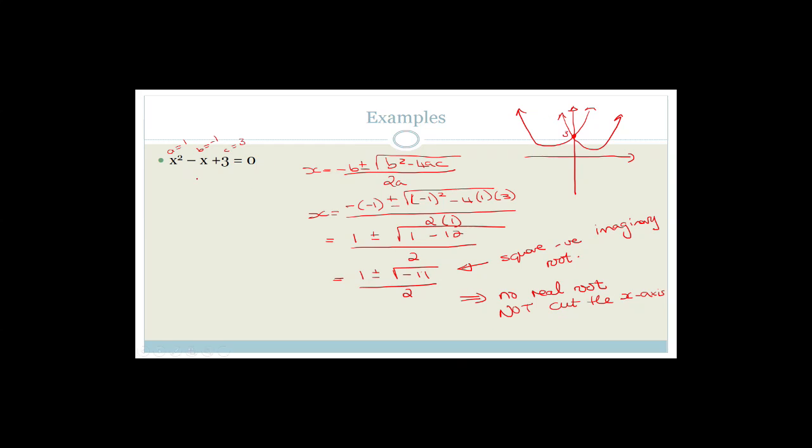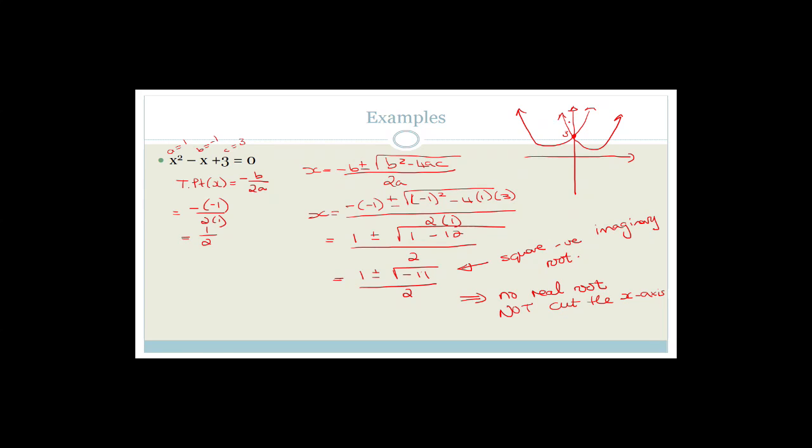If we use the fact that the x value of the turning point is given by minus b over 2a, we can work out that that becomes minus minus 1 over 2 times 1, which becomes 1 over 2.